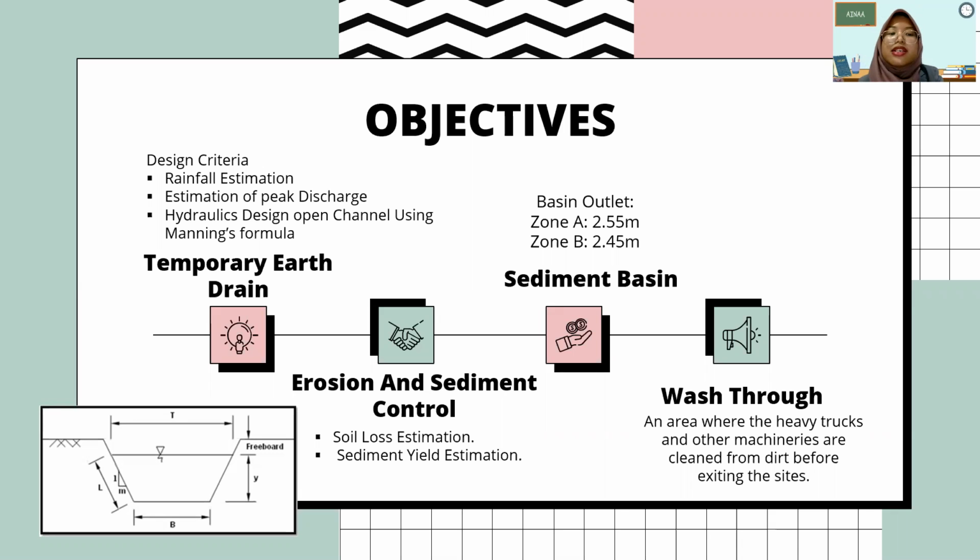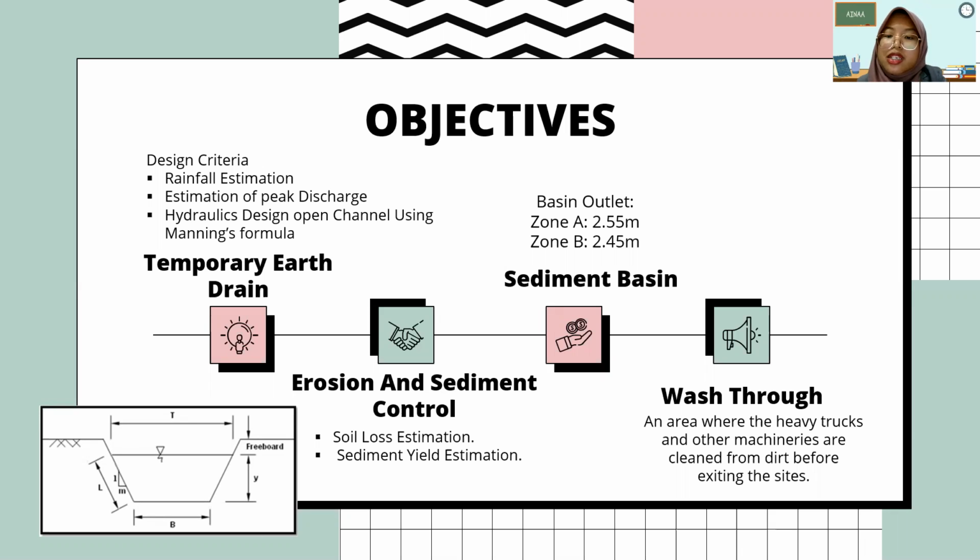So as you can see, the design criteria for the temporary earth drain are, first, rainfall estimation. The second one, estimation of peak discharge. The third one is hydraulic design of a channel using many formulas. The diagram below is the hydraulic design. The next one is erosion and sediment control. The criteria used are soil loss estimation and sediment yield estimation to calculate the erosion and sediment control.